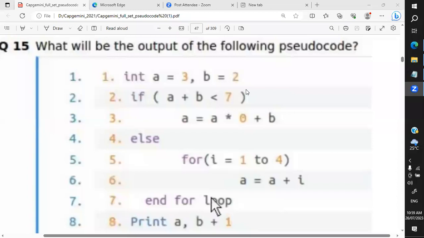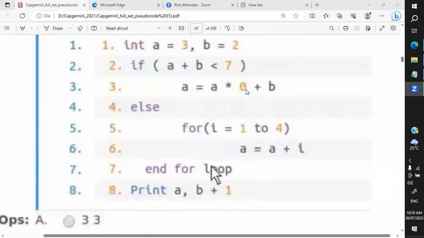Okay, try this question, everyone. Let me know if the question is done earlier. If not, let's try it.